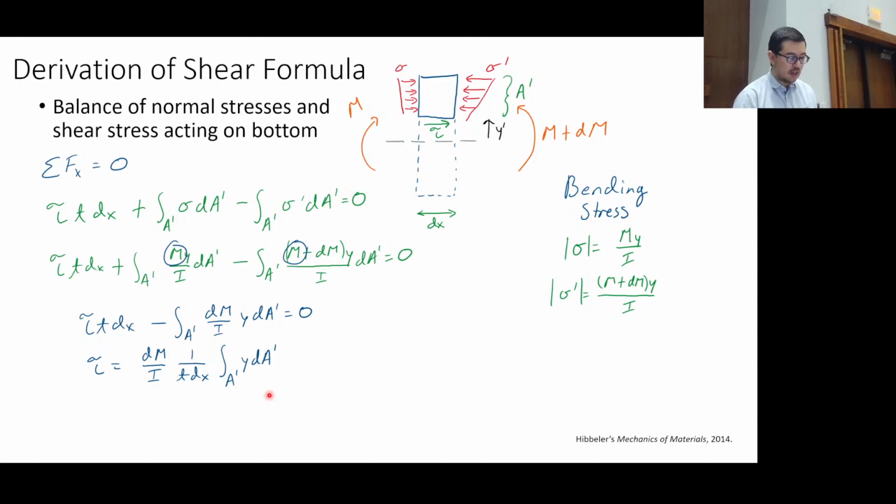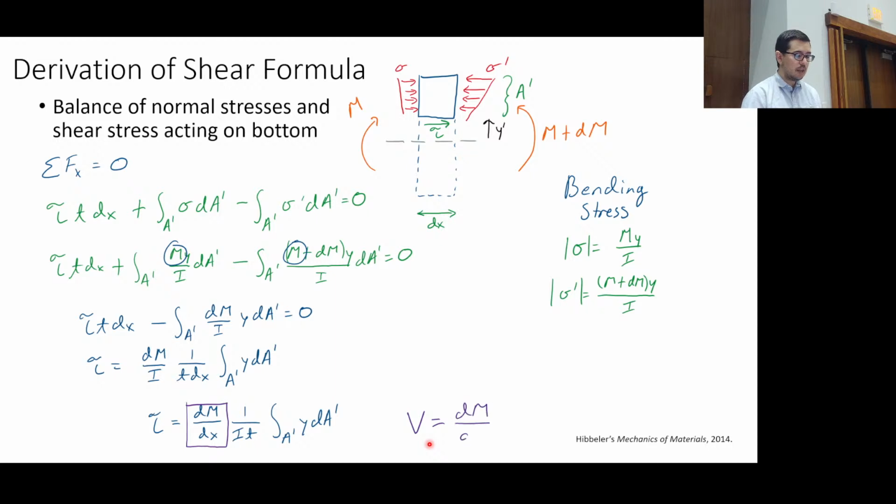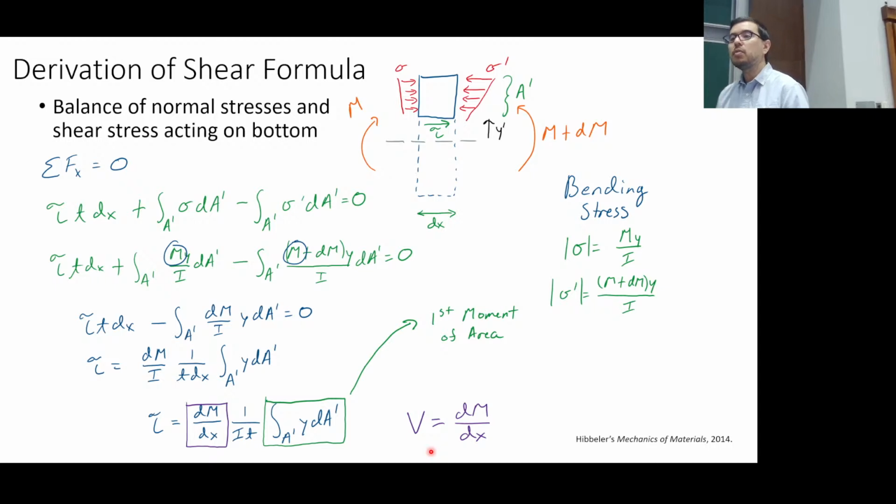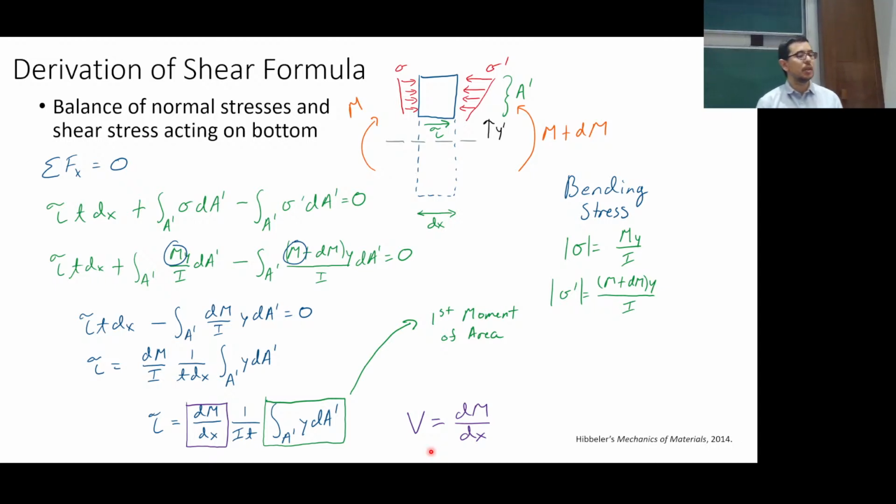All right. This one, the y dA prime, is something that we will break down and look at as being called the first moment of area. It's not the second moment of area. Second moment of area has y squared. And then also the dM/dx is going to be equal to the shear, the transverse shear force.